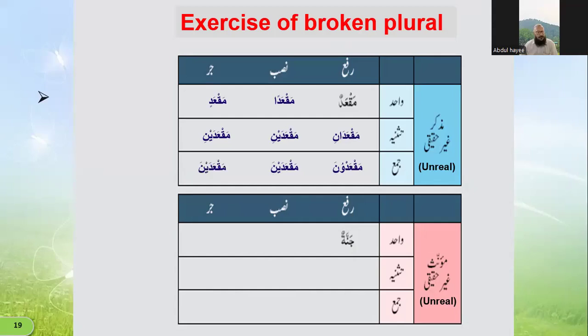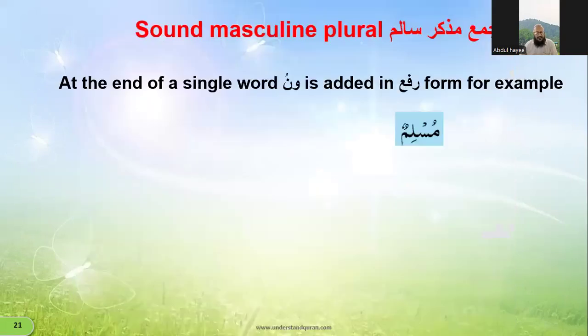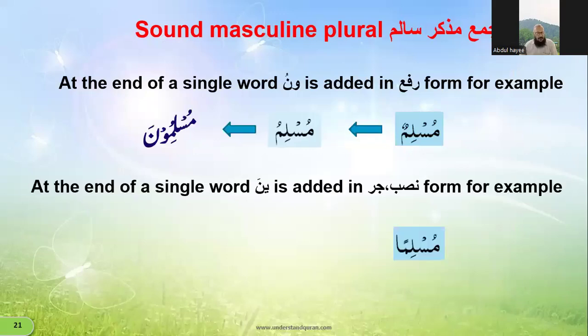What about the feminine? Look, jannatun is a feminine noun. We will say jannatun, jannatan, jannatin. Tasniya will be jannatani, jannatayni. The plural will be jannatun, jannatan, jannatin, because for the feminine we add alif ta. So Jama Salim is that in which we add either waw nun or ya nun to get the plural. For the masculine, it is called Jama Muzakkar Salim, meaning the sound masculine plural.